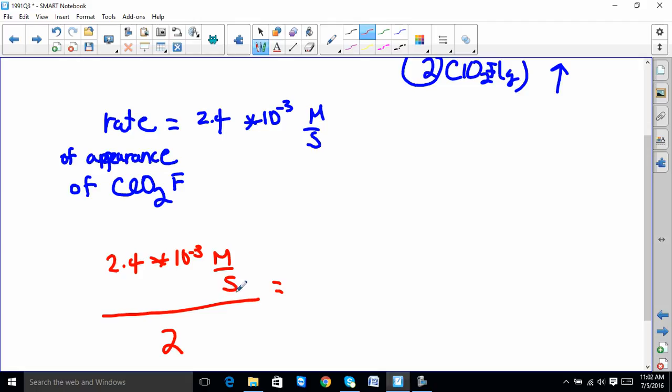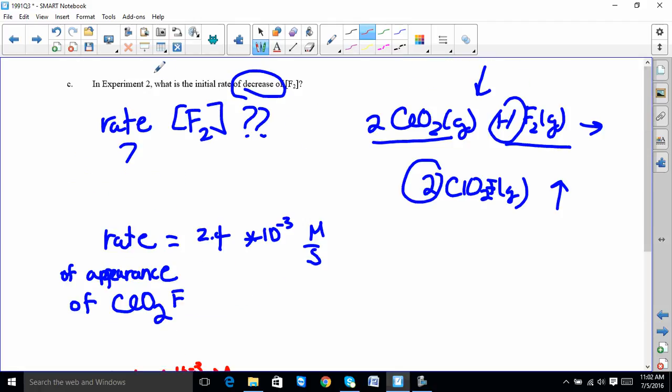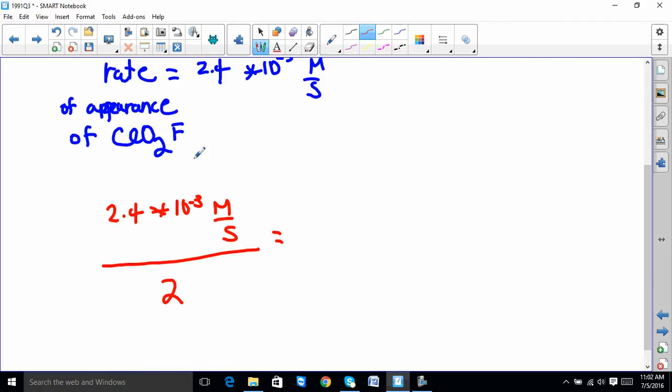And then, oops, I'm looking at my answer key. I think I missed something. Hang on. In experiment 2, they want us to use not the rate in experiment 1, but the rate in experiment 2. So that was almost a huge mistake. Sorry. They said to use experiment 2. So in experiment 2, this was 9.6 times 10 to the negative 3. That's how fast this stuff is appearing.